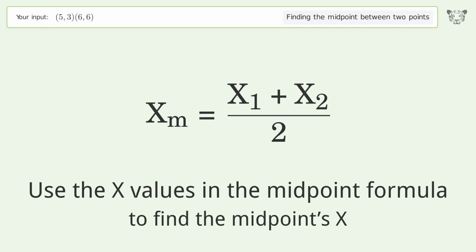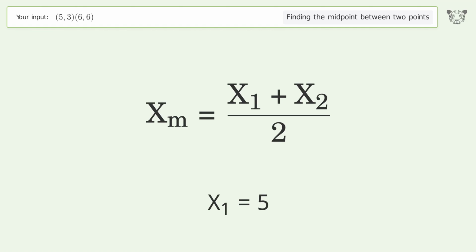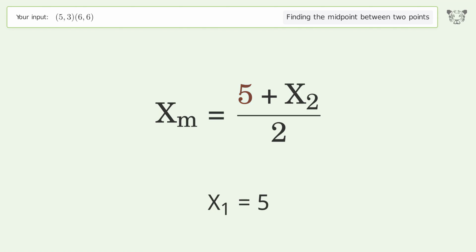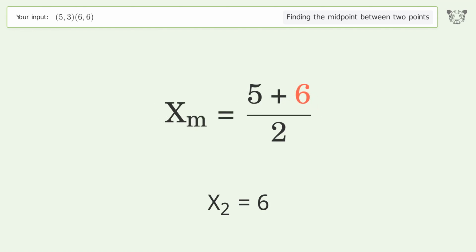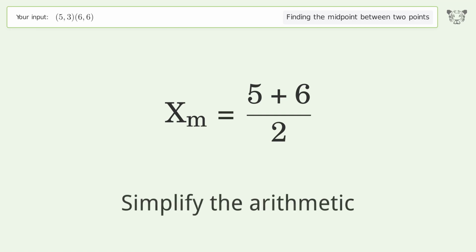Use the x values in the midpoint formula to find the midpoint's x. x1 equals 5. x2 equals 6. Simplify the arithmetic.